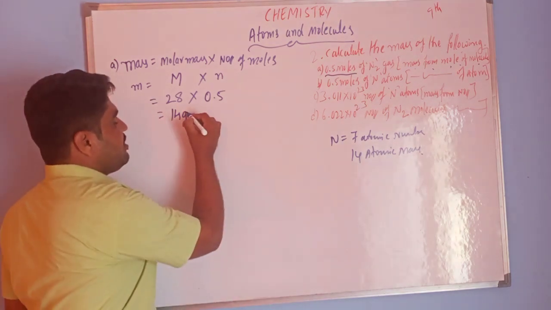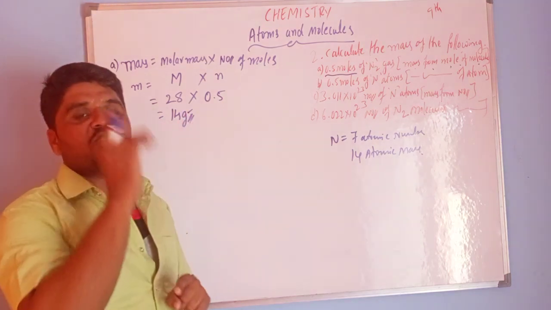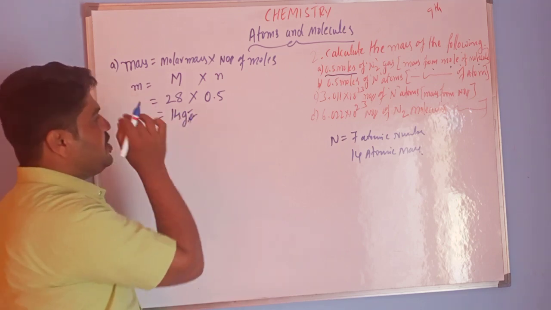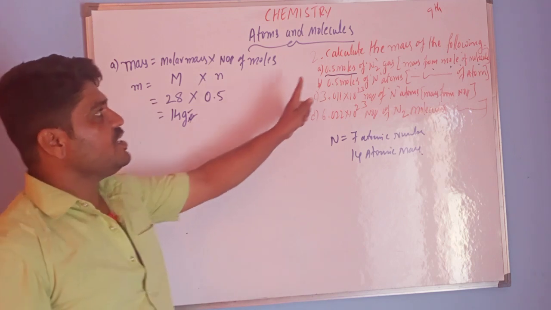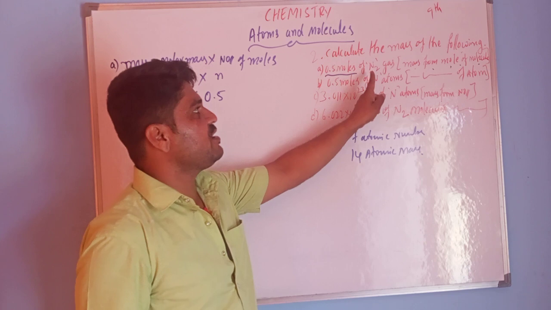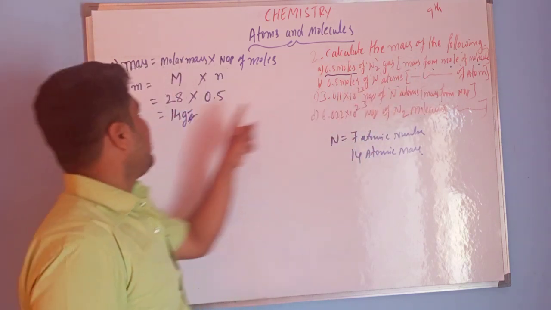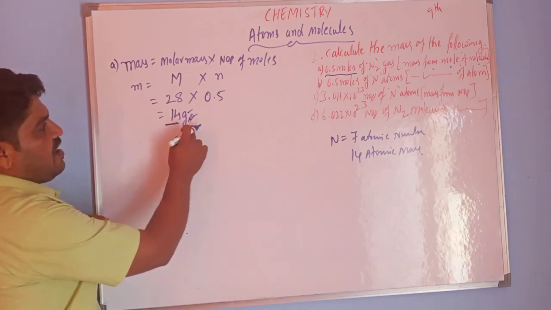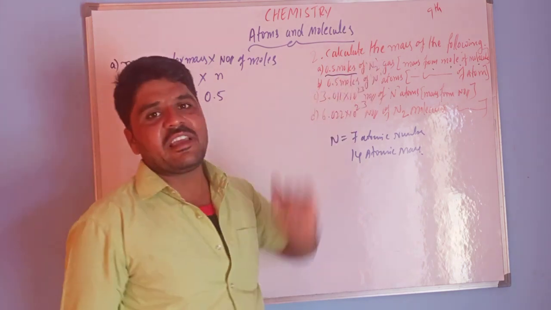You should mention the units also. The unit carries 1 mark, and without mentioning the unit we have to cut the 1 mark. So in problems we have to mention the units for the answers. This is the formula. From 0.5 moles of N2 gas we found the mass: 14 grams is the mass of this N2 gas.